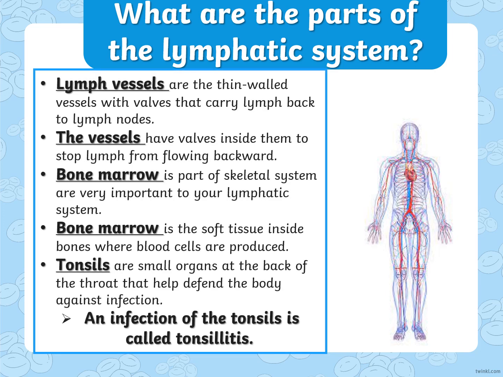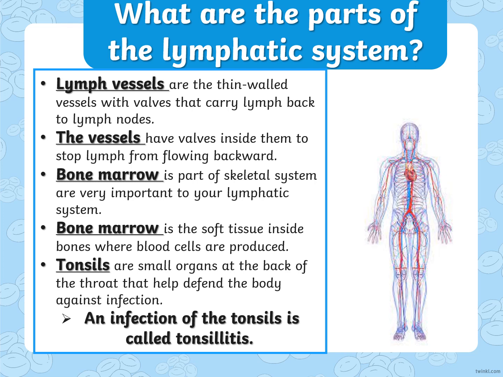Then, the lymph vessels. The lymph vessels are thin-walled vessels with valves that carry the lymph back to the lymph nodes. What are the valves for? They are inside the vessels to stop the lymph from flowing backward. And then the bone marrow. What is the bone marrow? We talked about it in the skeletal system, as you remember, and it is very important to the lymphatic system. The bone marrow is a soft tissue inside the bone where the blood cells are produced.